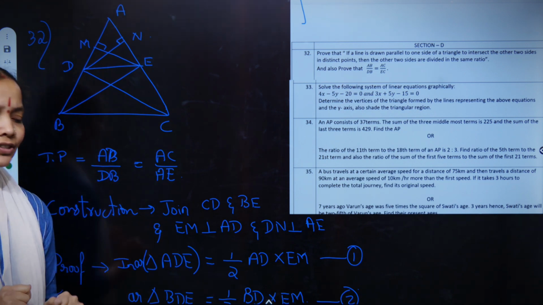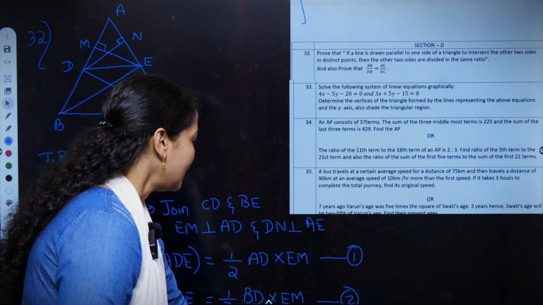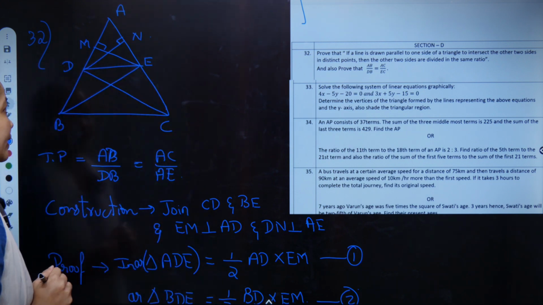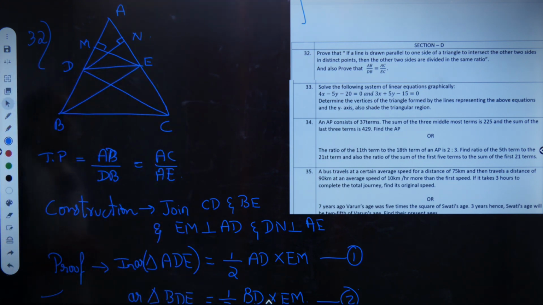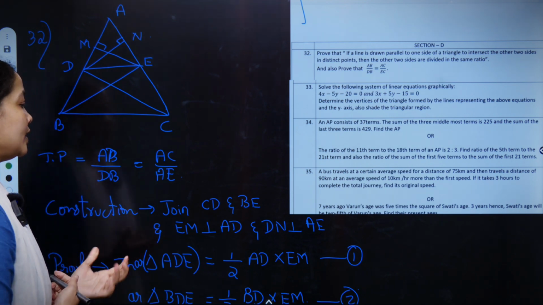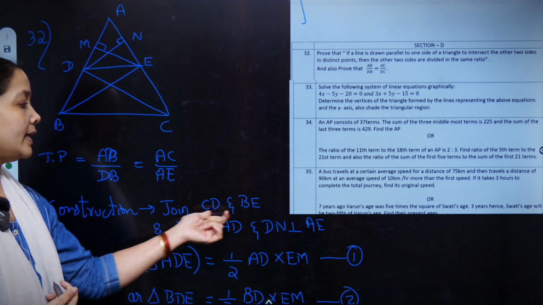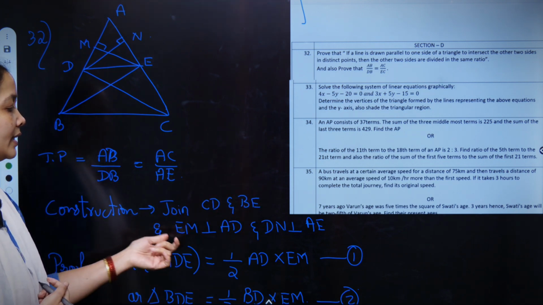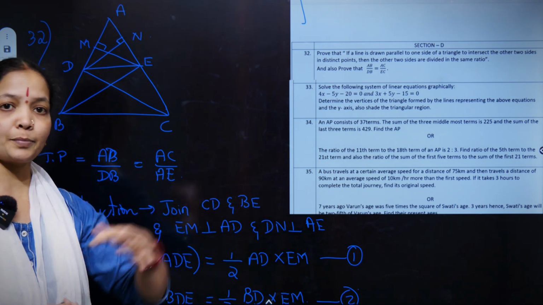Let us do a small construction here. What is my construction? I am joining BE and DC, as well as drawing perpendiculars to the sides AD and AE meeting at M and N. So we'll just draw CD and BE joining them, and EM is perpendicular to AD and DN is perpendicular to AE.